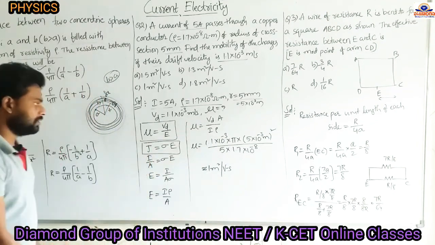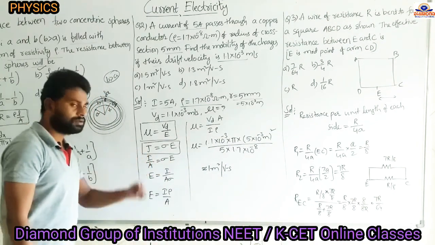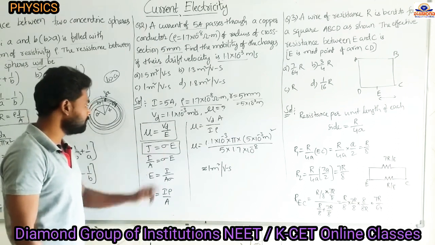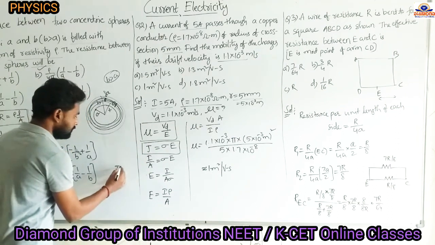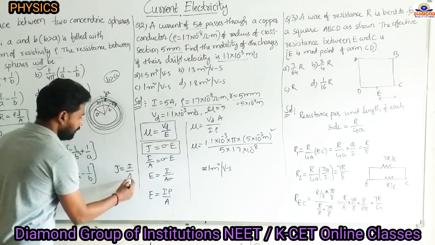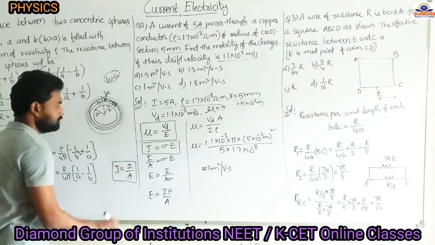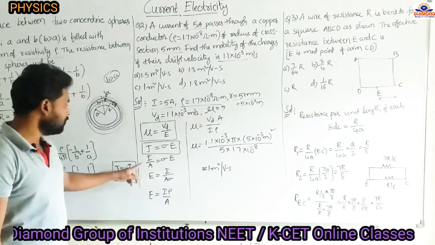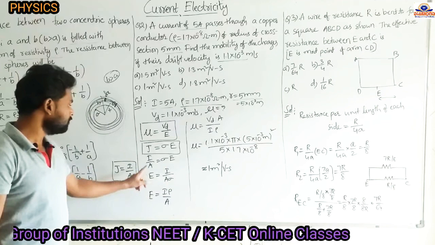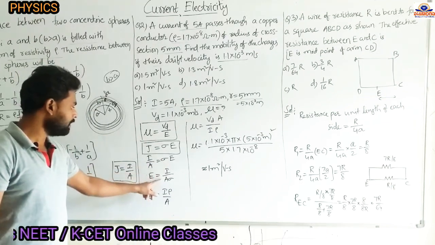Sigma is the conductivity here, J is the current density, J equals sigma E. And we also know the formula for current density, J equals the current per unit area, J equals I by A. So in place of J I am writing I by A equals sigma E. Now we have to find the E value, E equals I by A sigma.